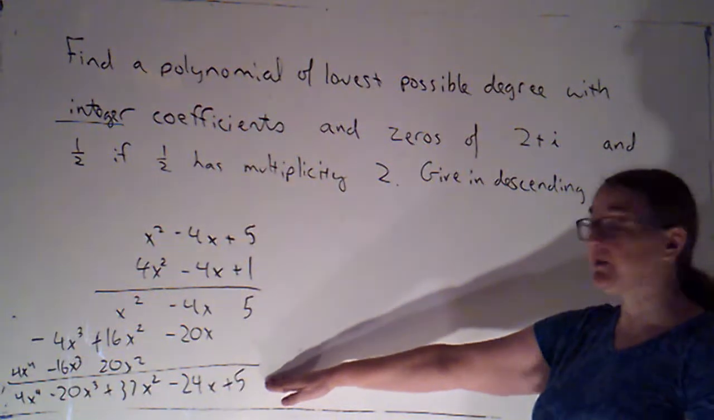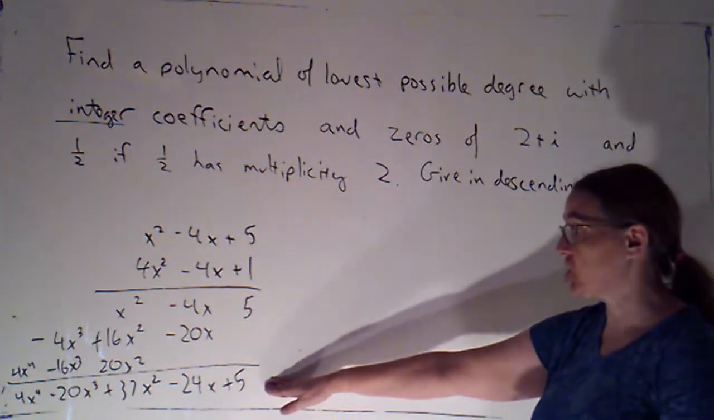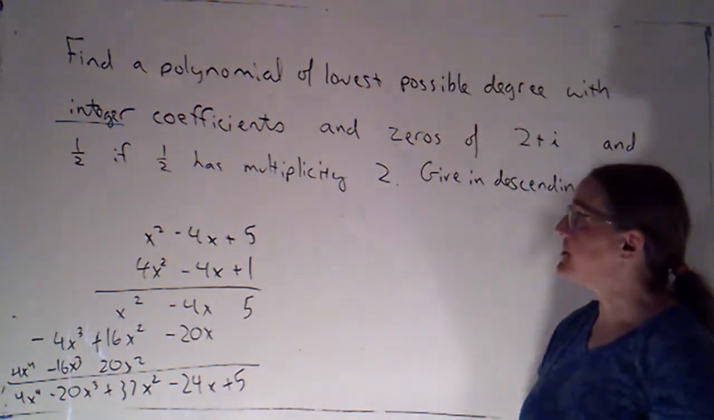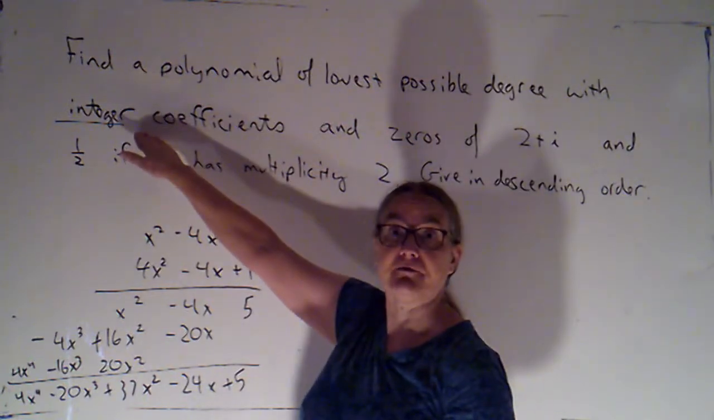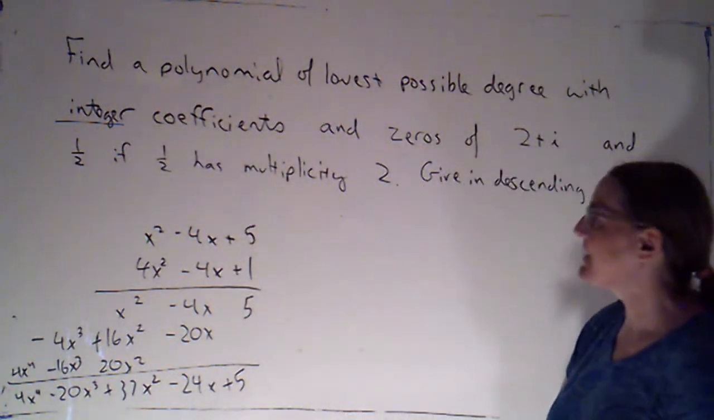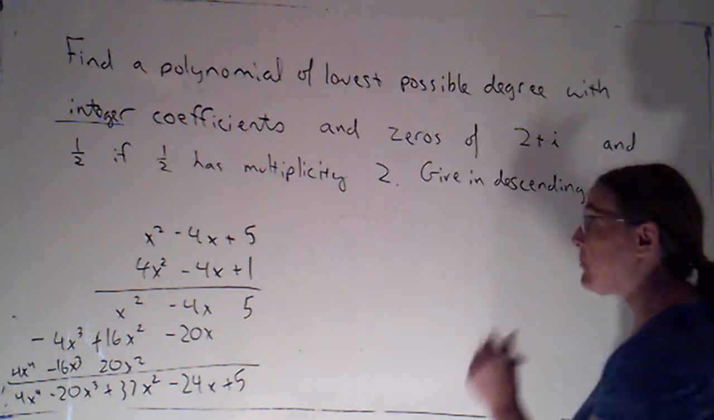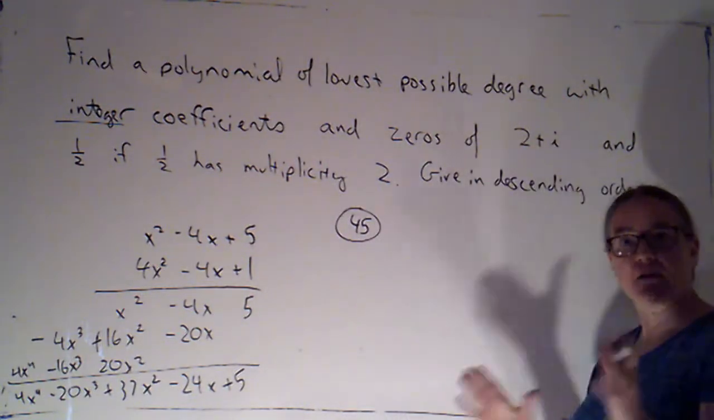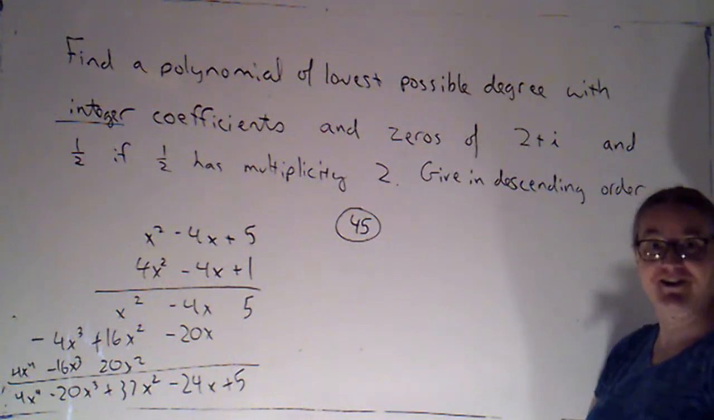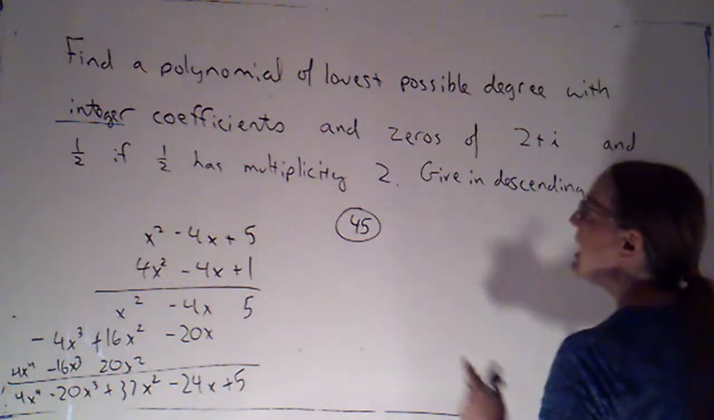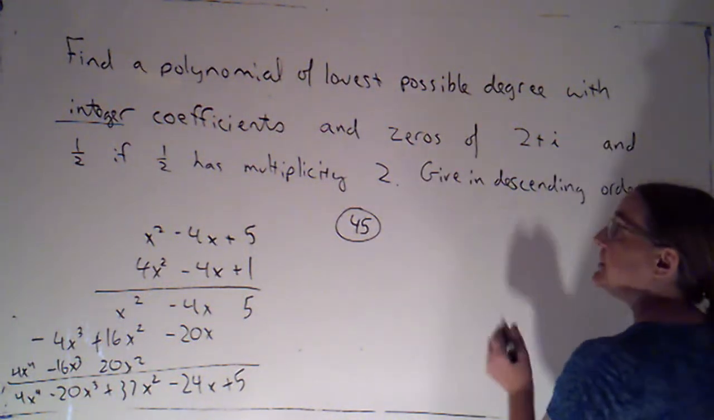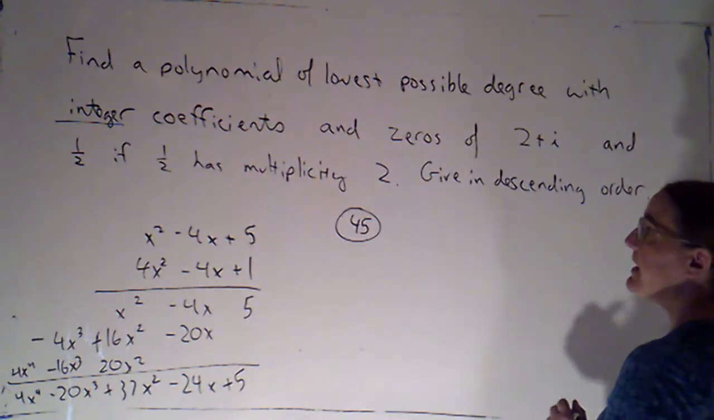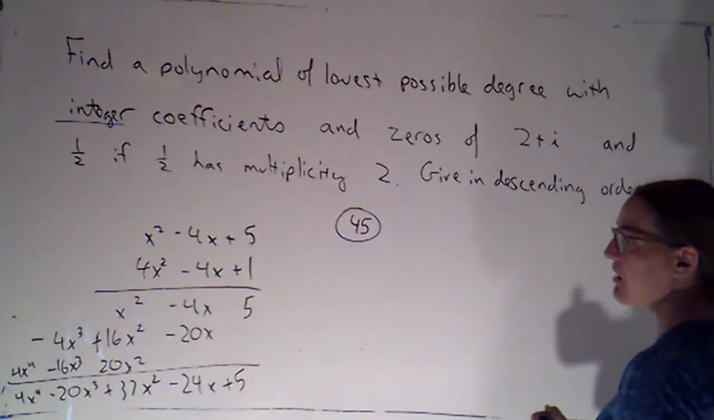So I could multiply this by any integer and that would preserve the fact that I had integer coefficients. Okay, excellent. So I'm going to have you try one. This is number 45 from the homework. So again, it is part of the assigned homework, so you're getting a jump start on the homework by doing this. I want you to find the polynomial of lowest possible degree with integer coefficients.